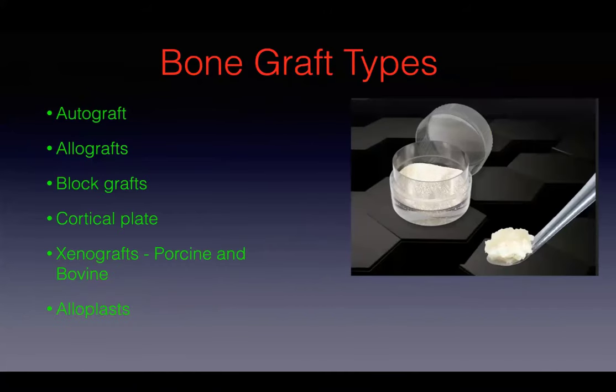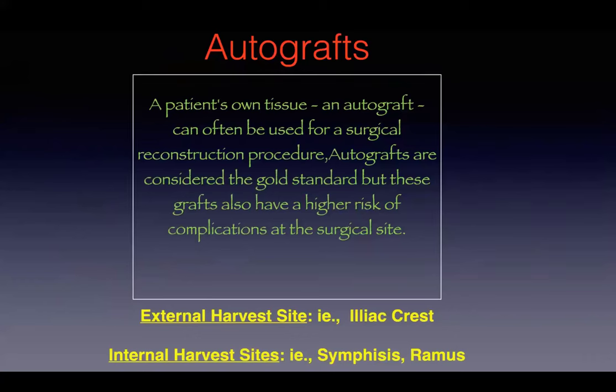There are a lot of different types of bone materials. We'll spend most of the time talking about allografts. And if we have time, I will try to go back to speak about all the other ones. Autografts, it's a patient's own tissue. These are true osteogenic living cells, growth factors, no risk of disease transmission. You can harvest these from iliac crest, symphysis, ramus, and other areas too, such as the anterior nasal spine, buccal shelf, and tori.